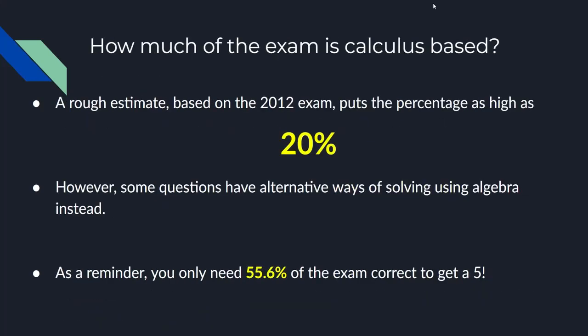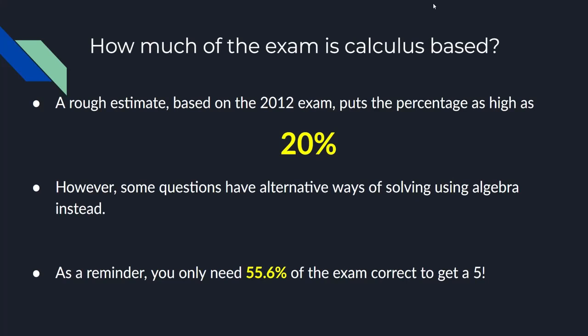Now, how much of the exam is calculus based? Well, a rough estimate based off the 2012 exam puts the percentage close to about 20%. It could vary a little bit. Sometimes it can be closer to 25. Sometimes it might be low to like 15%. Now, one thing to point out is even though this is the average percent, this is assuming all the questions that can be answered in calculus.